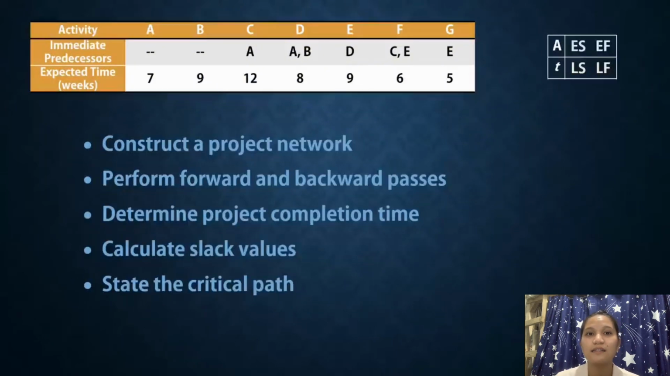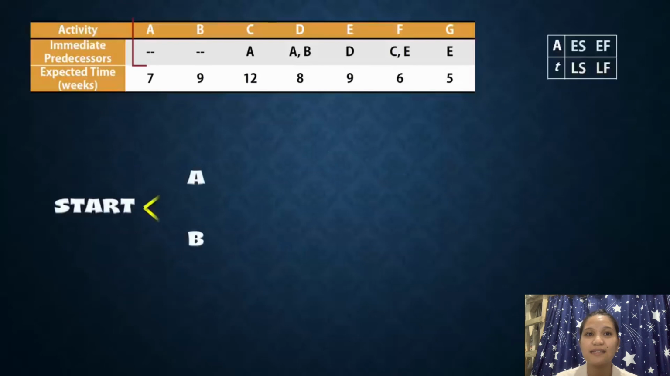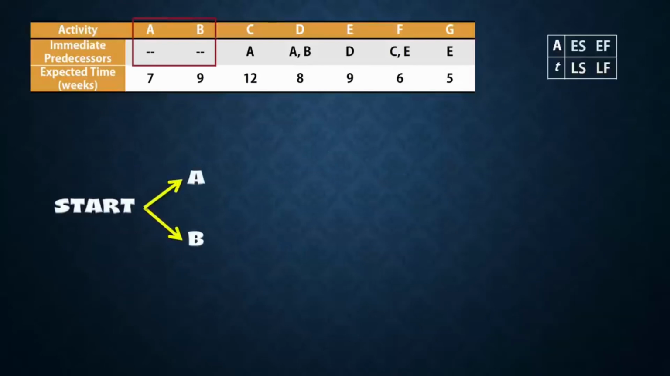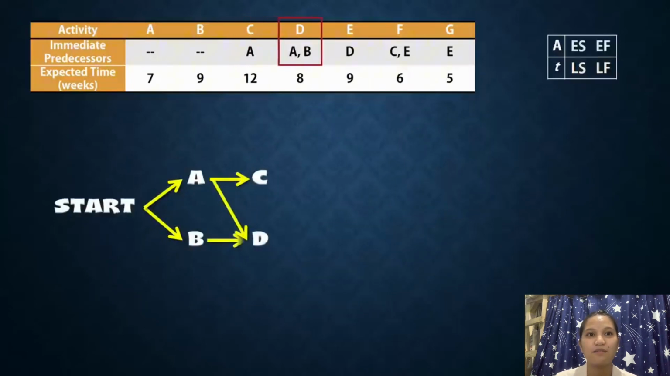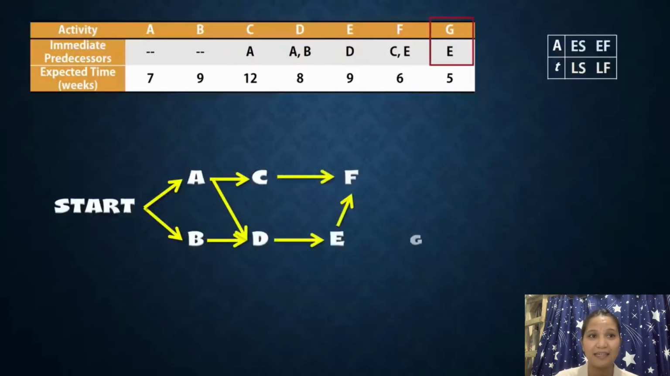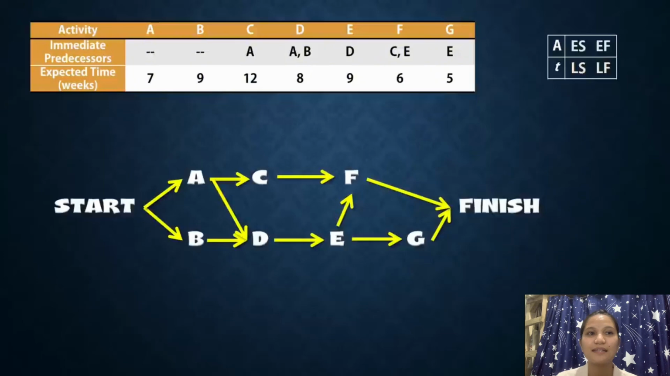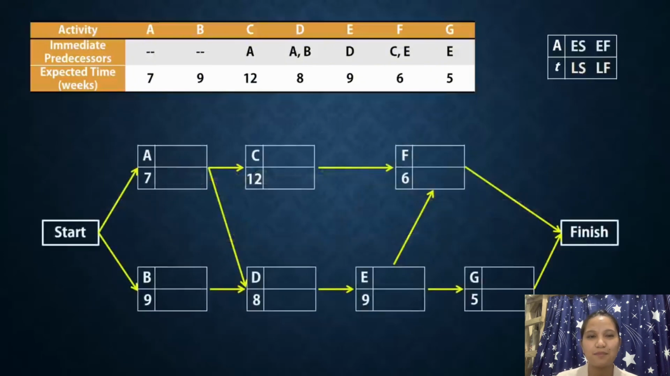Now, we usually like to start with a sketch to make it easier when drawing the full network. So, we start with activities A and B because they have no predecessors, so they can start. Activity C needs A to be completed before it can start. D needs both A and B to be completed. E needs D, F needs C and E, and G depends on E. Since F and G have no successors, they go to finish. Here is the network with activity nodes, displaying the letters and times.